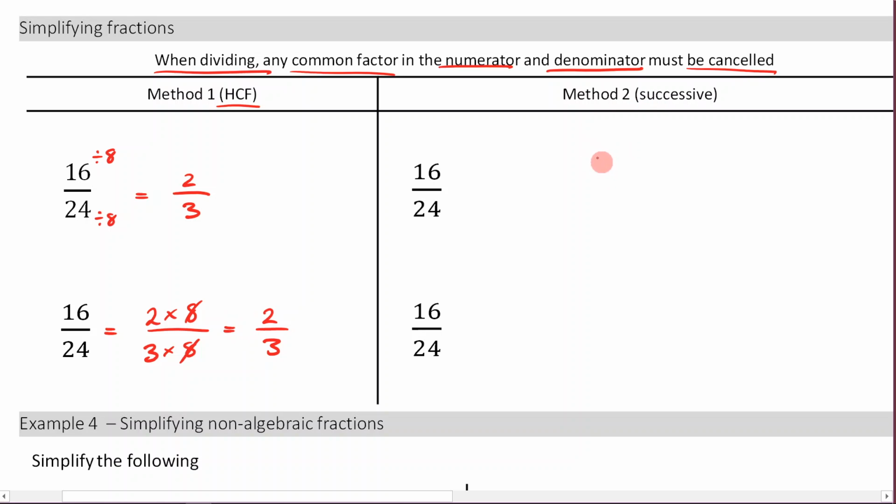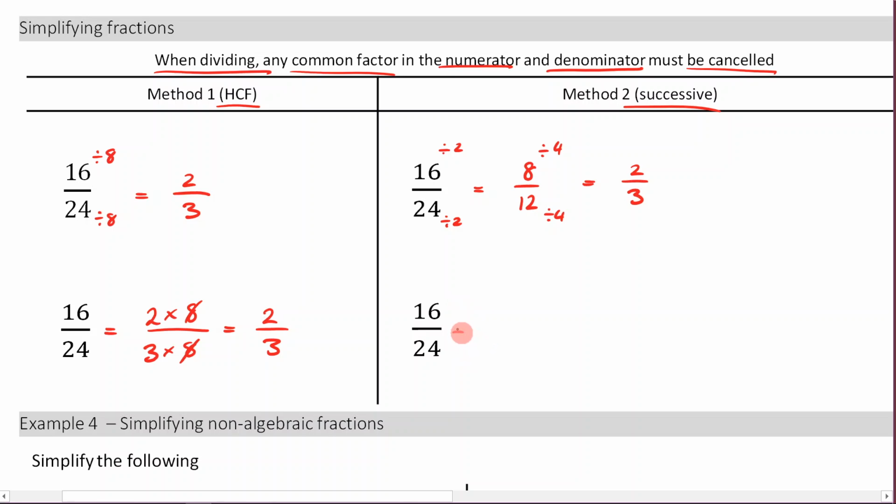Now, the other way to simplify fractions is the successive method, which is not as efficient. So in this method, what you would do is say, all right, I have 16, I have 24. I know both of those can be divided by 2, which is going to leave me with 8 on 12. I then know that both of these can be divided by 4, which is going to leave me with 2 on 3. And as you can see, we get the same result. It just took more steps. So it took one more step there.